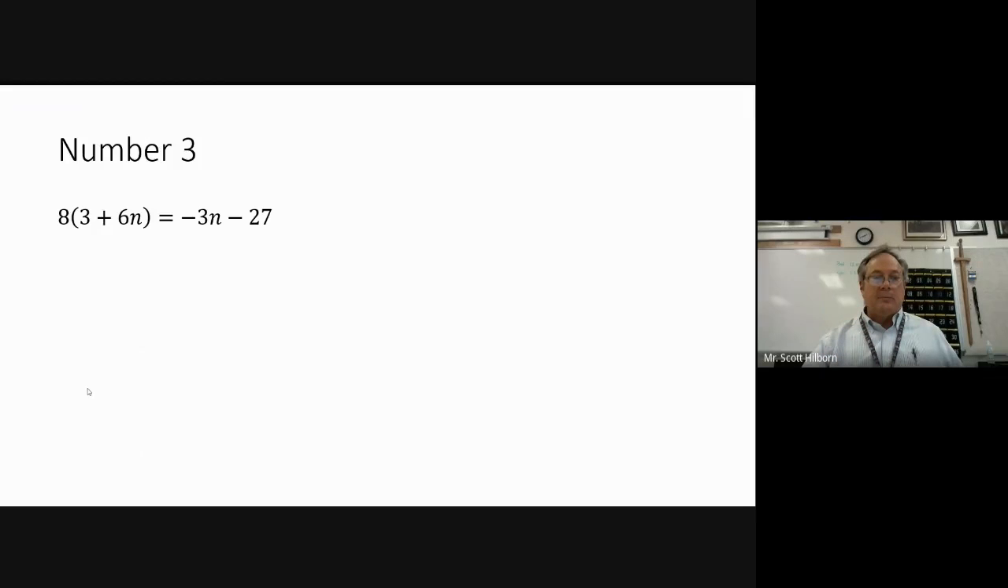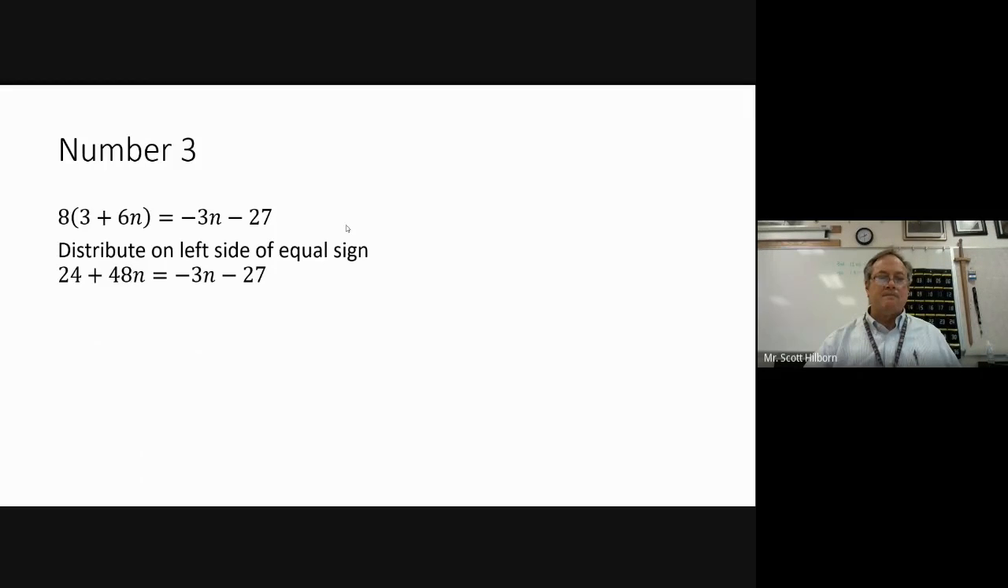All right. Well, like before, we're going to distribute on the left side of this equal sign. We're going to go 8 times 3, which is 24. Then we're going to go 8 times 6n, which will be 48n. Right now, we don't mess with the right-hand side. So we've got 24 plus 48n is equal to negative 3n minus 27.